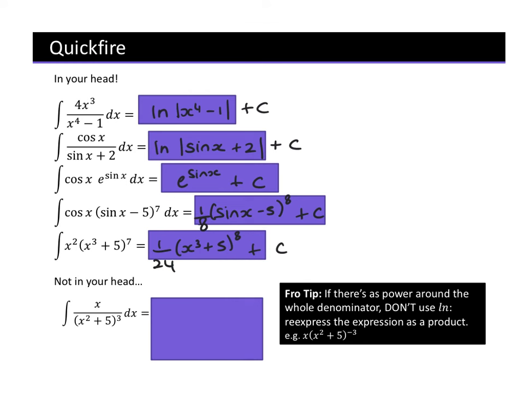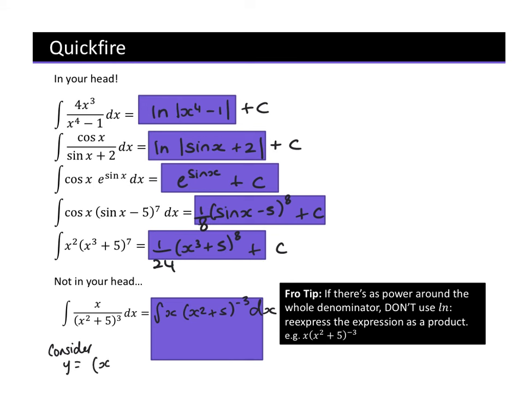Okay, one that you definitely might not be able to do in your head, but you can give it a go. Always rewrite this. So for the last one, we've got x over x squared plus 5, all in bracket, cubed. So this is going to give me x bracket x squared plus 5 to the power of negative 3 with respect to x. When we differentiate, we bring the power down, don't we? So instead of being negative 3, it's a negative 2.